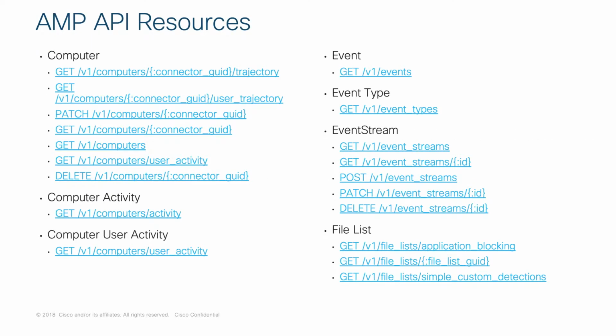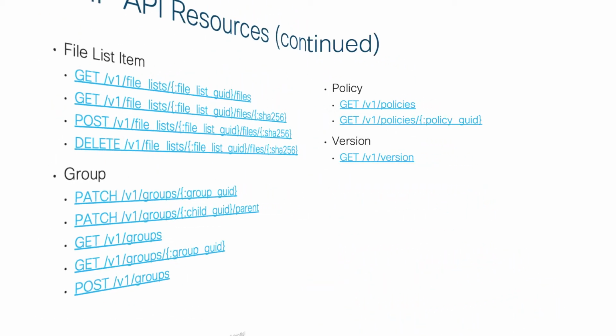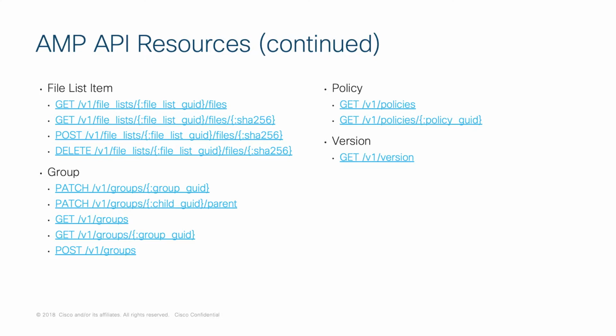The version 1 API provides access to the raw data behind console-based features such as device trajectory, allowing security practitioners to perform their own analysis of the information without any potential bias. You can also access managerial functions such as adding files to application block lists, moving endpoints between groups, or downloading policies for storage and comparison.